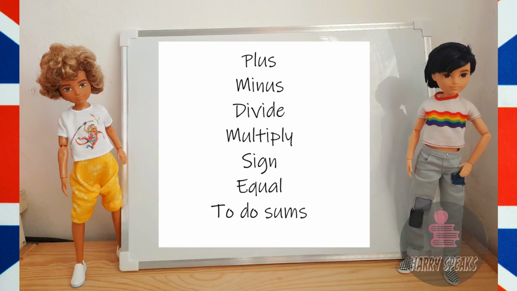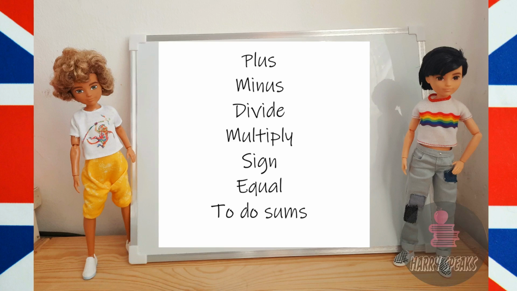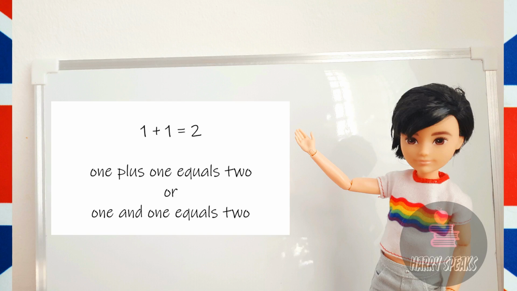We will learn how actions in mathematics are called in English: plus, minus, divide, sign, equal, to do sums. 1 plus 1 equals 2, or 1 and 1 equals 2.